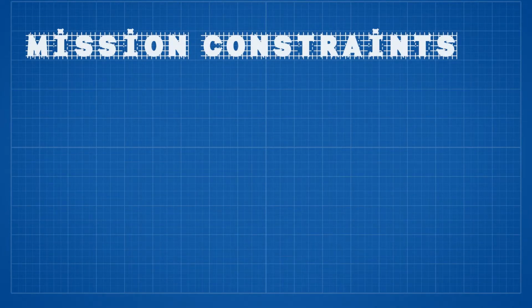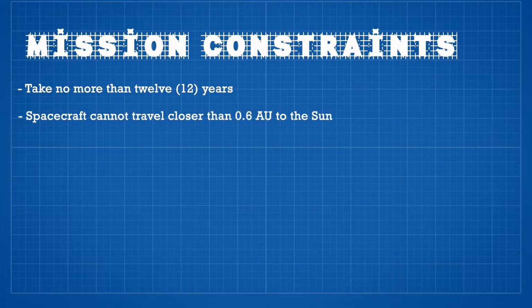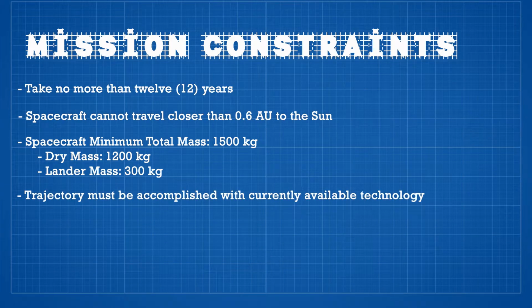Analysis of the Ceres Odyssey begins with the constraints. The mission must take no more than 12 years, the spacecraft may not travel closer than 0.6 AU to the Sun, a dry mass of 1,200 kilograms with a 300 kilogram lander totals a minimum 1,500 kilogram mass for the craft, and the trajectory must be accomplished with currently available technology.